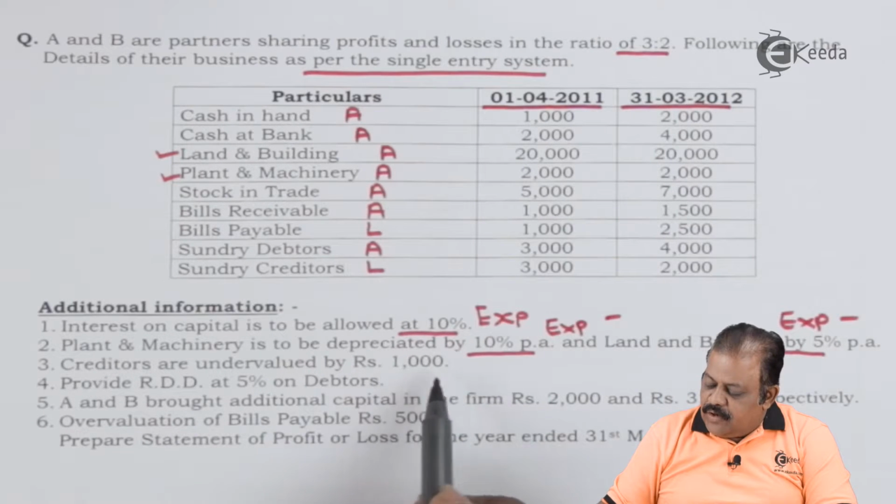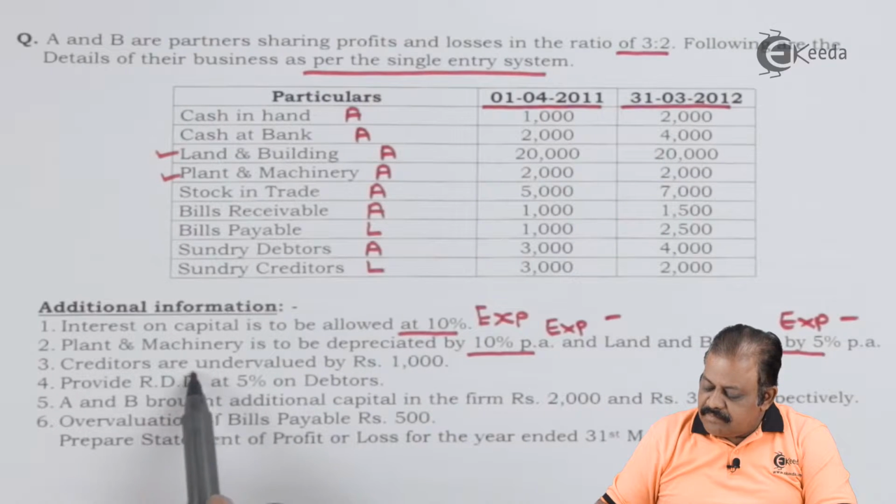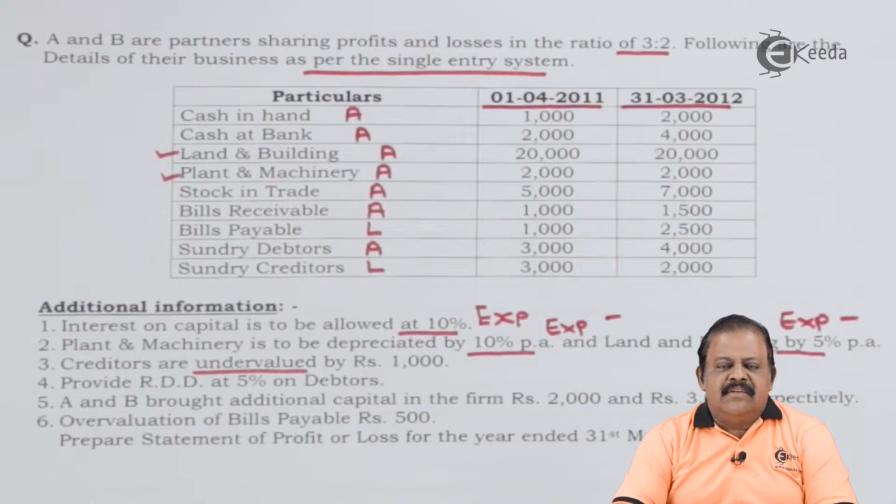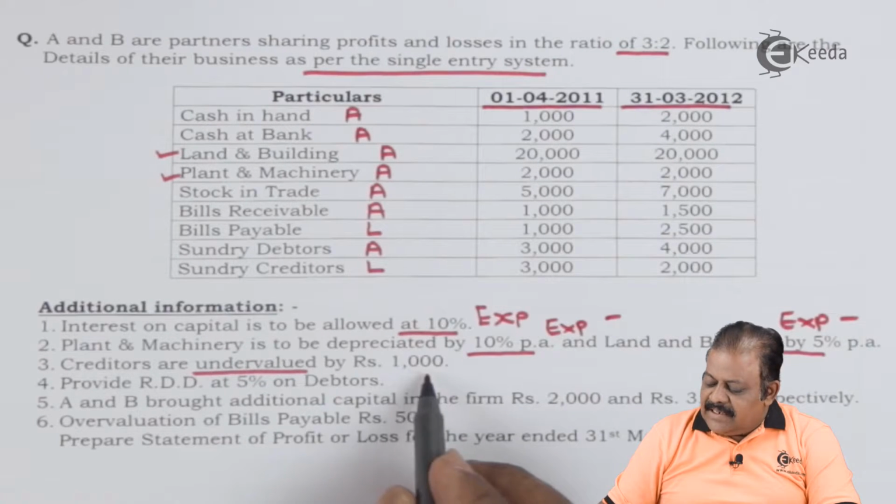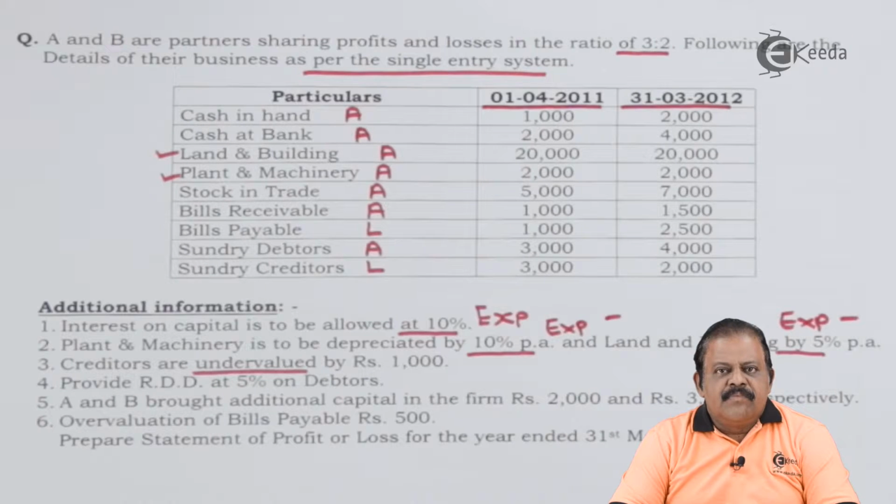Creditors are undervalued by rupees 1,000. A creditor is a liability. While recording this liability, creditor, we have undervalued, means taken less 1,000 rupees. So here liabilities, creditors are not properly recorded.